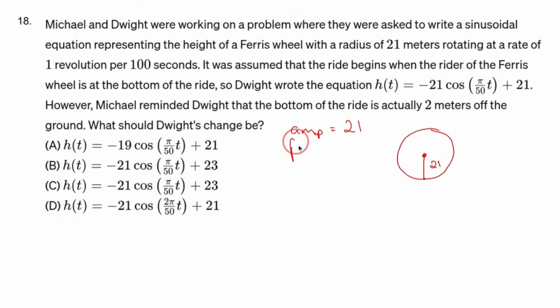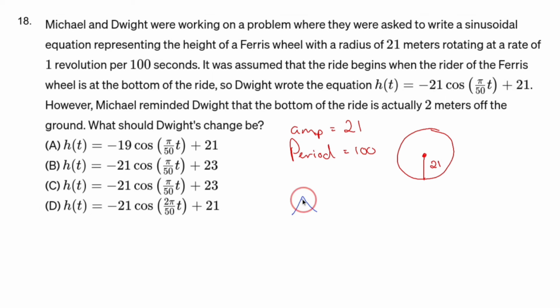What else do we know? Well, if it rotates once every 100 seconds, then that's going to be our period. Okay, let's keep on going. It was assumed that the ride begins when the rider of the Ferris wheel is at the bottom of the ride. So Dwight wrote out the equation h of t equals negative 21 cosine pi over 50 t plus 21.